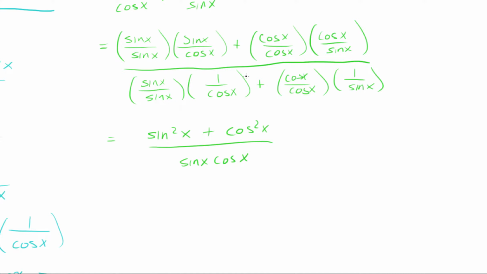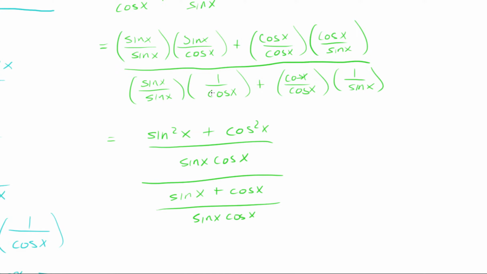Okay, now that we have a common denominator, I'm going to do the same exact thing on the bottom. Sine of x times 1 is sine of x, plus cosine of x over sine of x cosine of x.